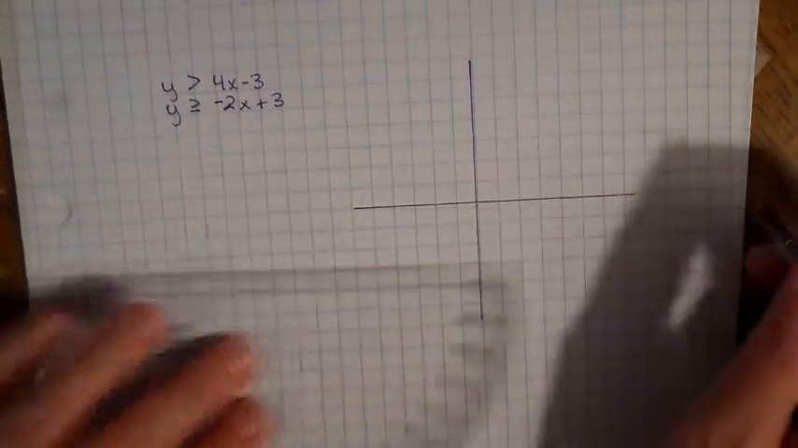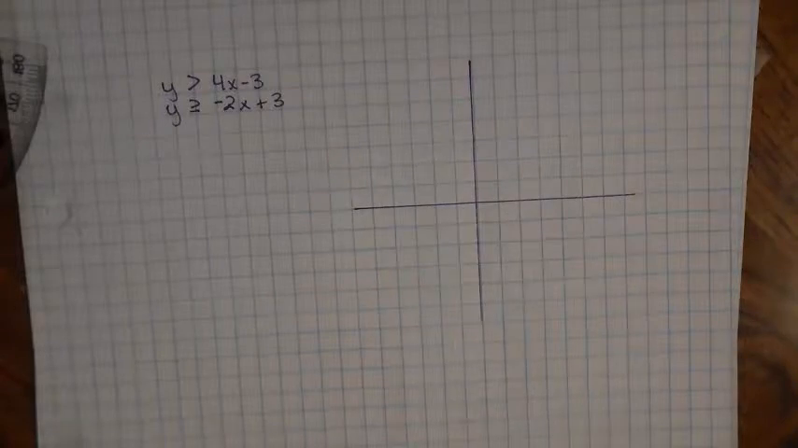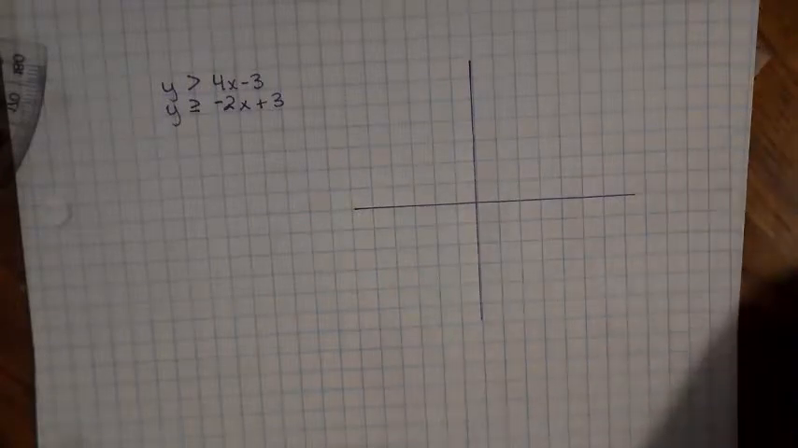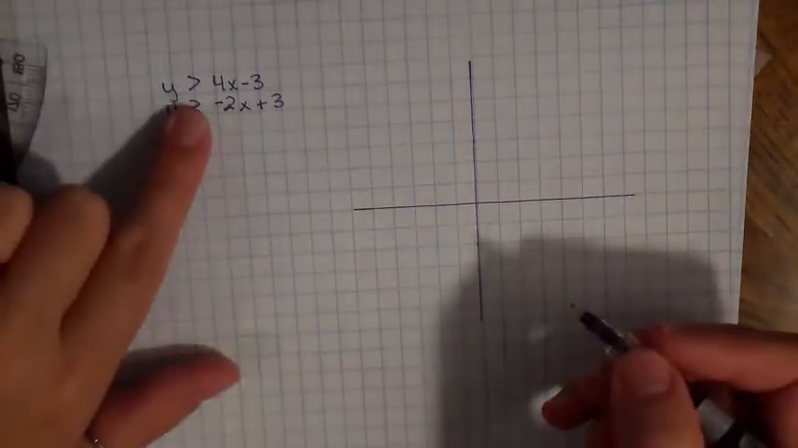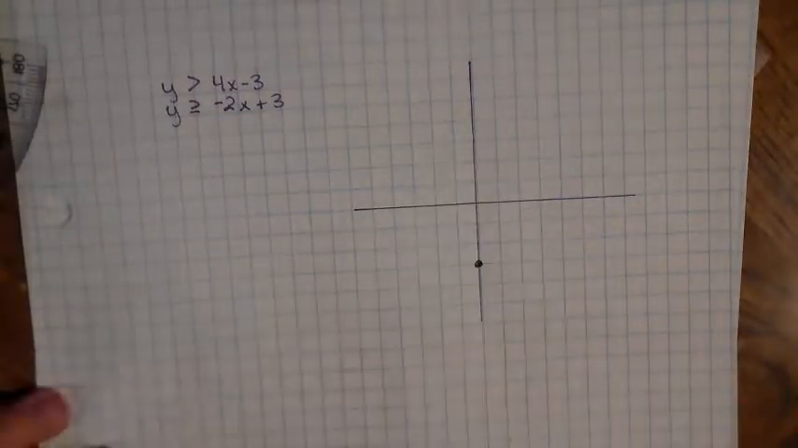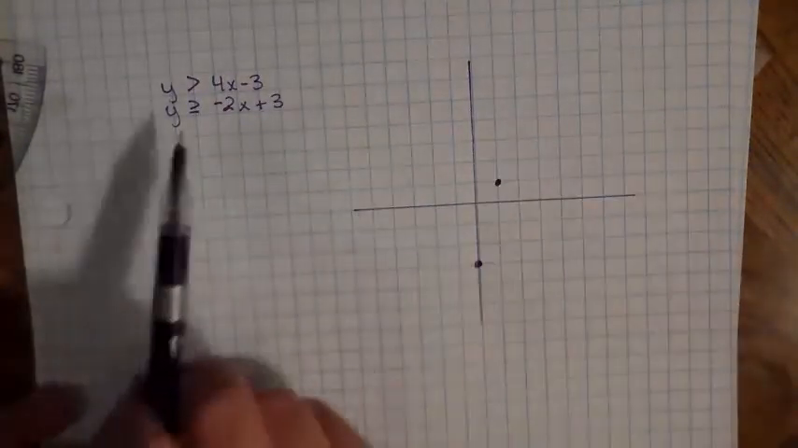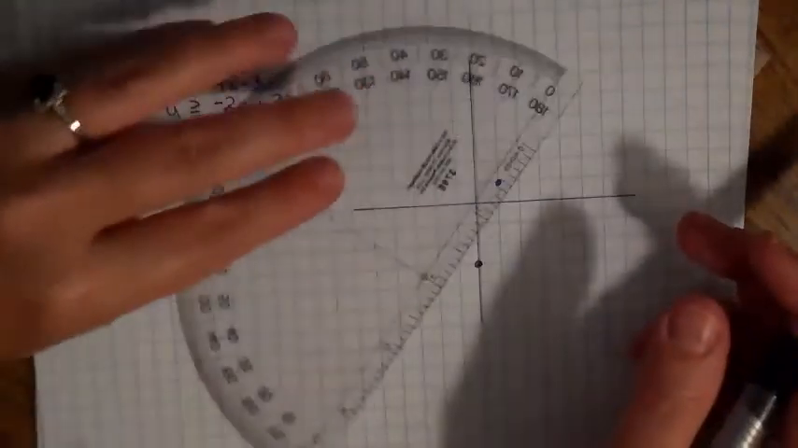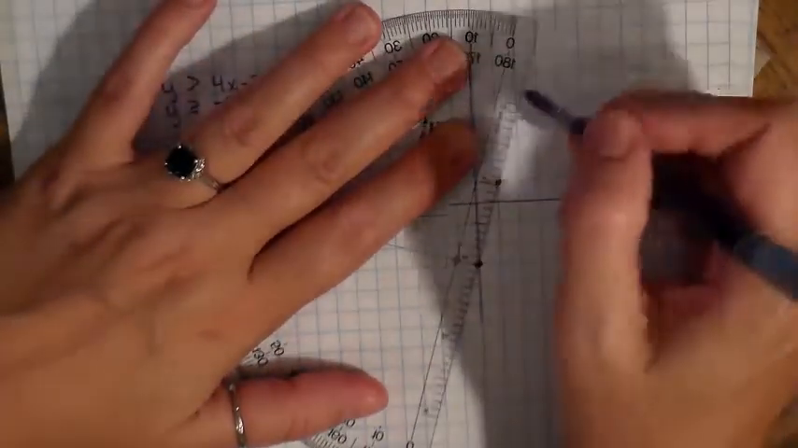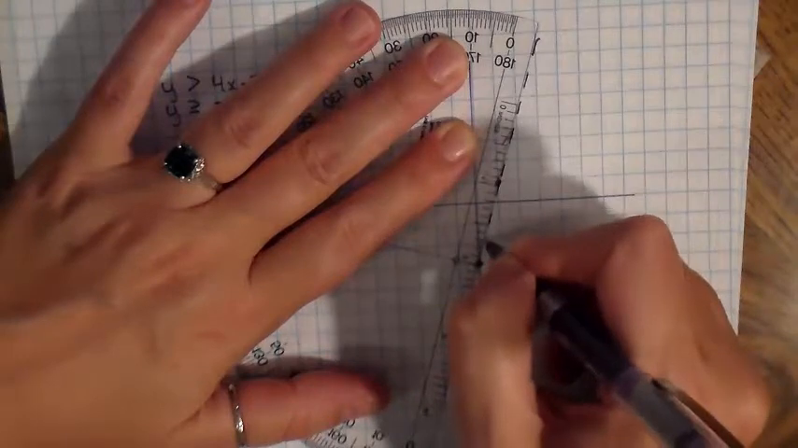I'm just going to take a moment to grab a pencil because I find that using a pencil for the shading is much more effective. So what I want to do first is graph my first line, y equals 4x minus 3, the relative equation. I'll start with negative 3, and my slope is 4, so I'm going to go up 4 and over 1. This is a greater than, so I am going to have a dashed line, not a solid line, because we don't have the equal to portion.